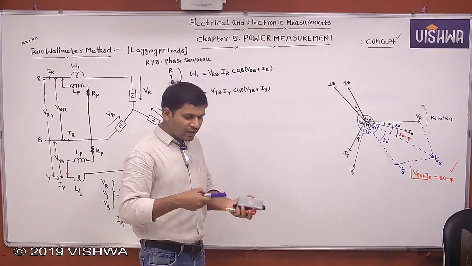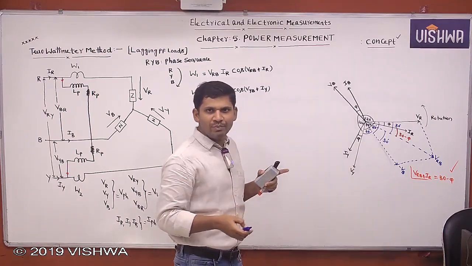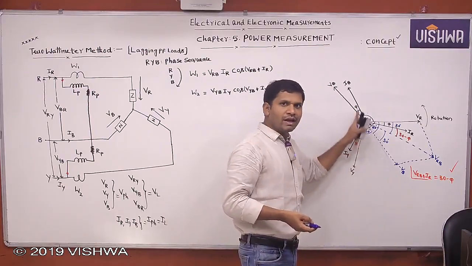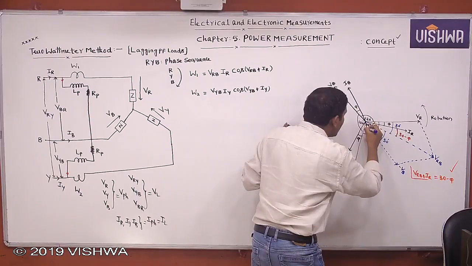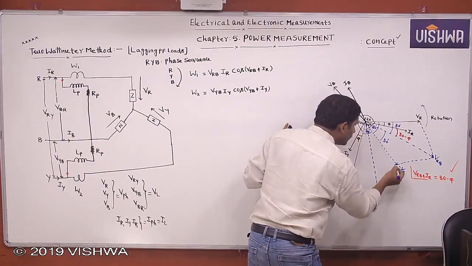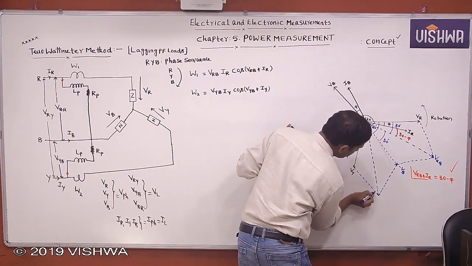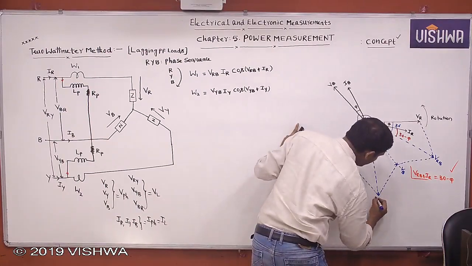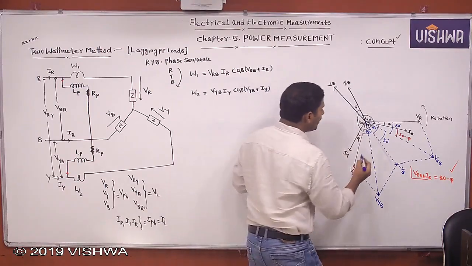Then how to find the angle between VYB and IY? As per vector notation, how to write VYB? VY minus VB. This is VY, this is minus VB. Then according to parallelogram law, the resultant is in between these two. According to parallelogram law, you can form one parallelogram. Yes, what is this one? VYB, VY minus VB.